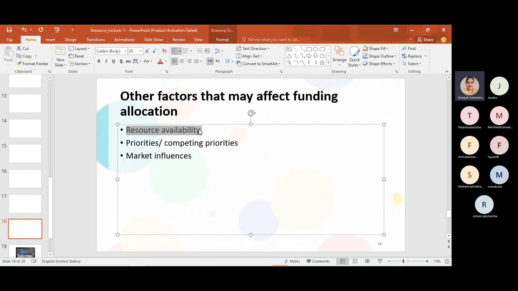Priorities or competing priorities. Okay, so priorities means your priorities. Competing priorities means when you have several priorities at the same time.